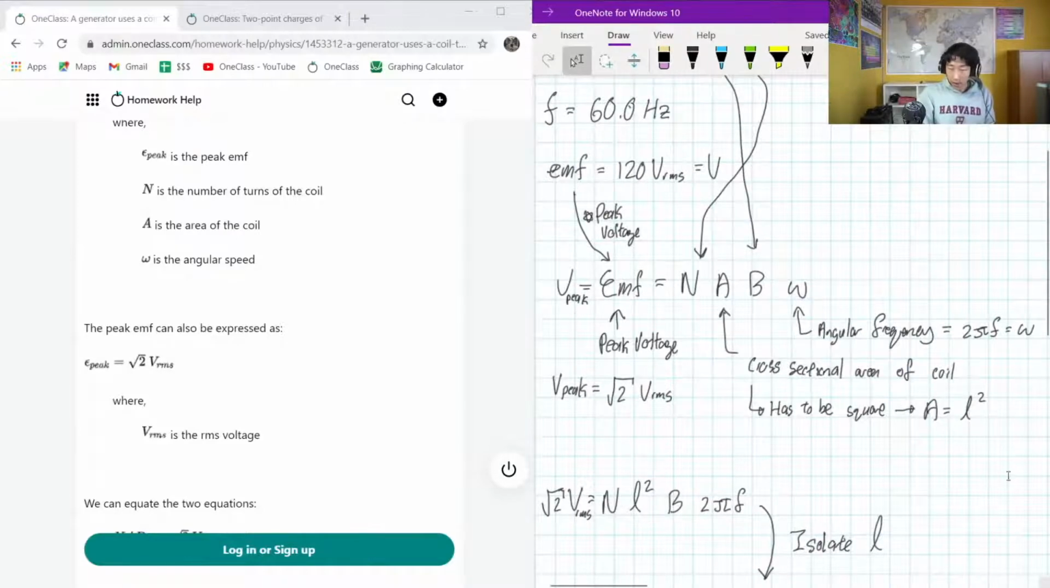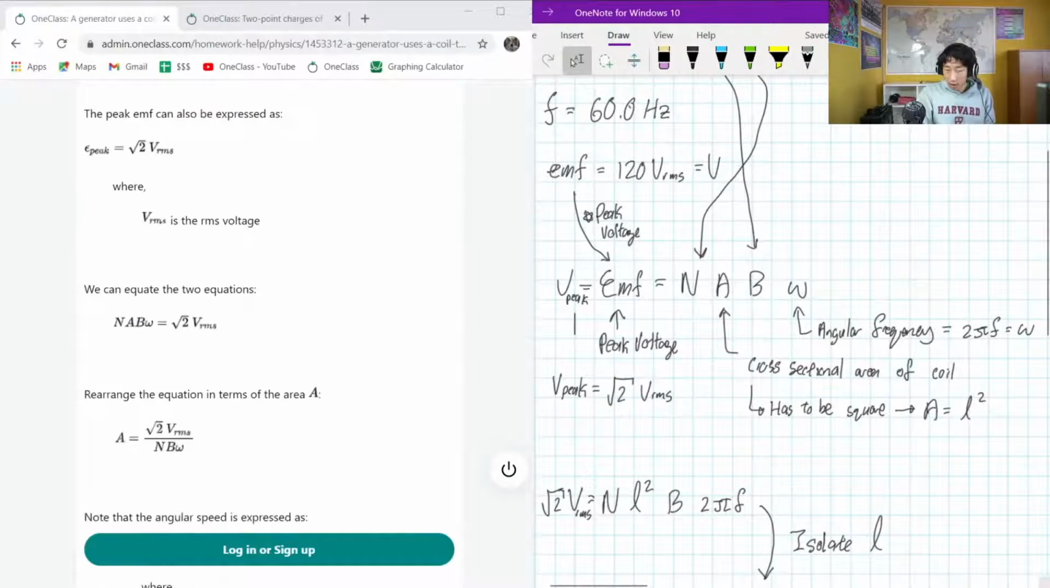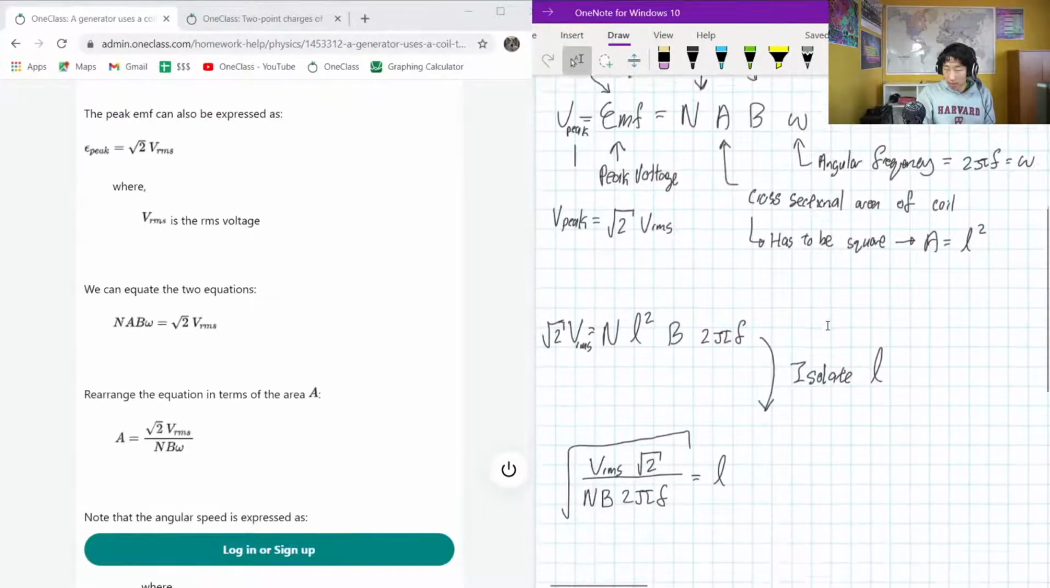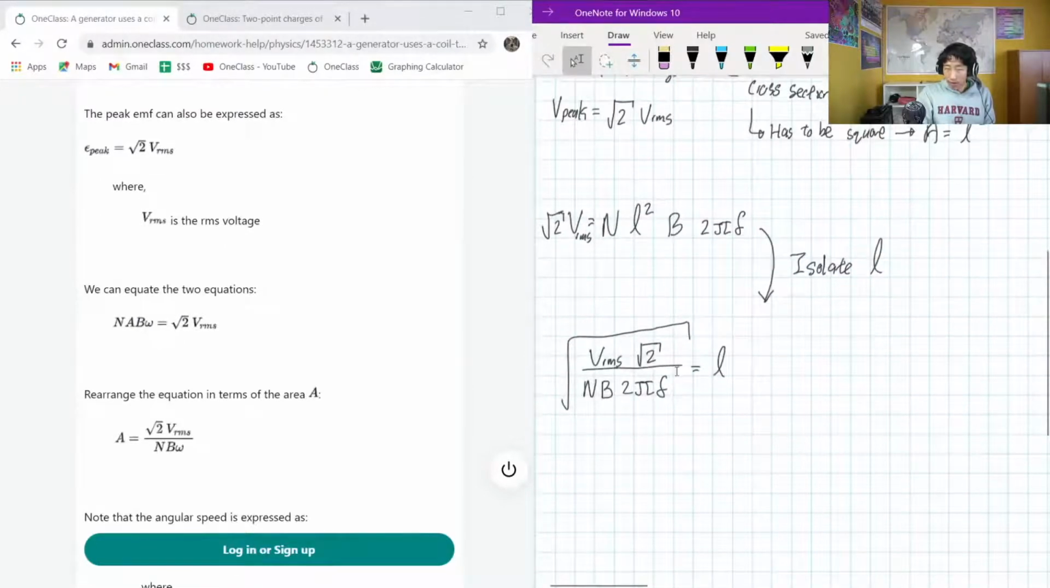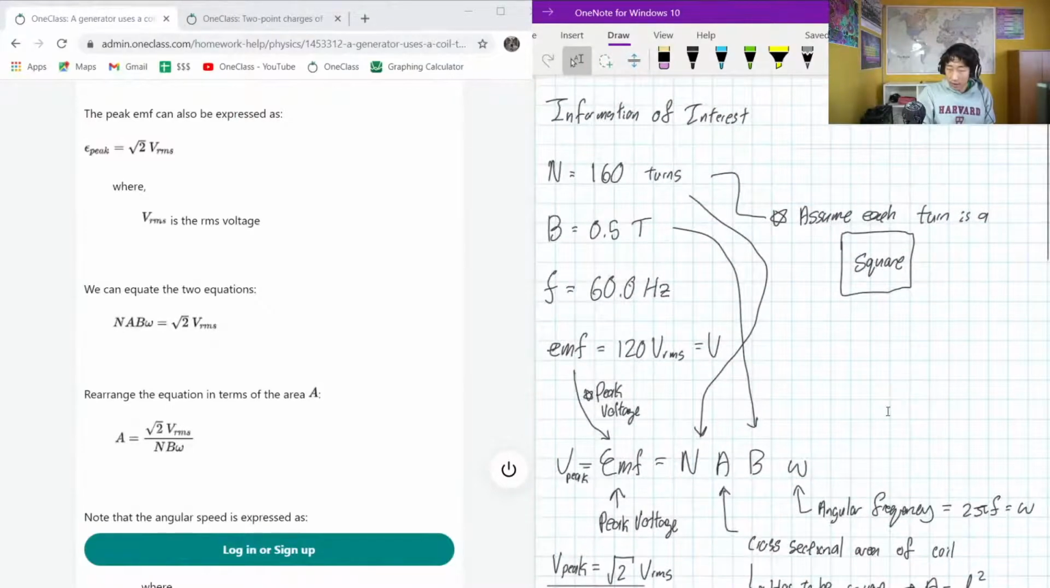Okay, so now everything should be in order. So now we have our isolation for this. Now we can sub in our numbers to get our L. So our RMS value was given as 120 volts.